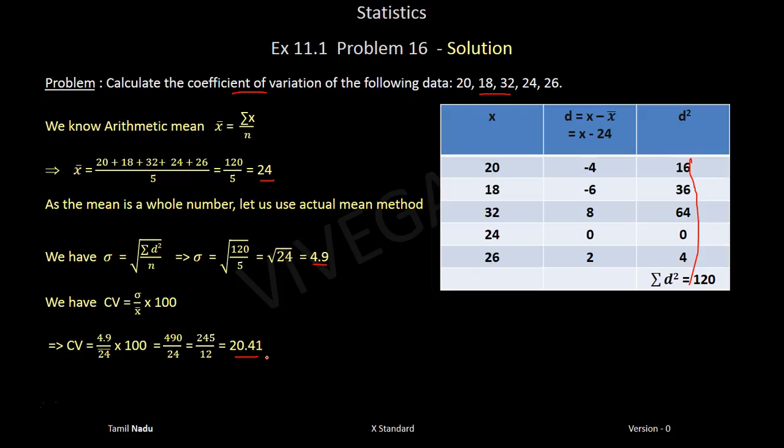Right, so basically you have to calculate the mean, then you have to calculate the standard deviation, then use the formula CV equal to sigma by x bar into 100.